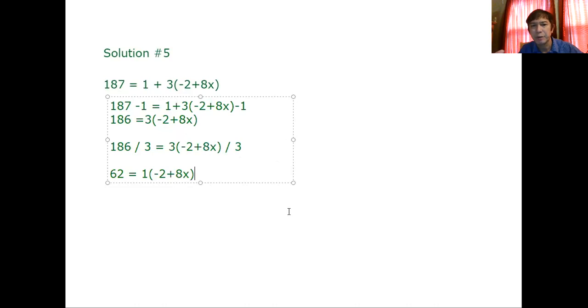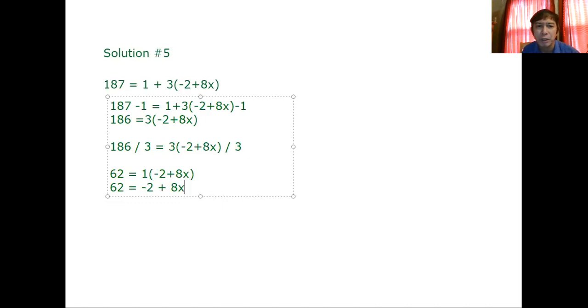terms inside the parentheses. And then any number multiplied by 1 will just be the number. So you can write this like 62 equals 1 times -2 is -2. And then 1 times 8x is also 8x there. And so this is now the reduced equation.